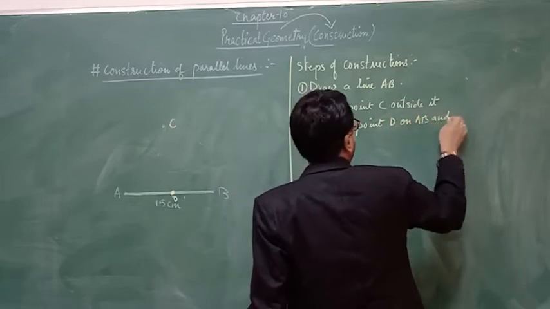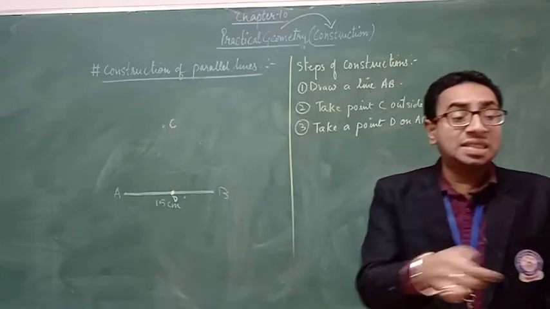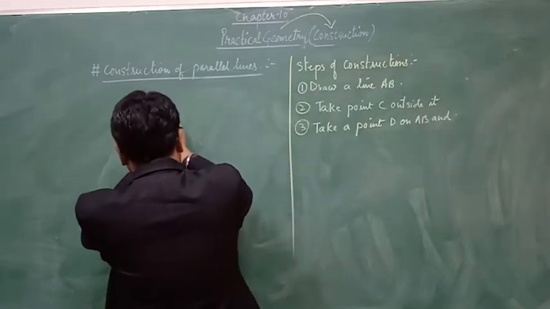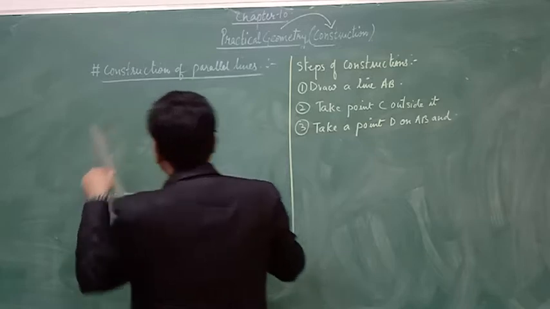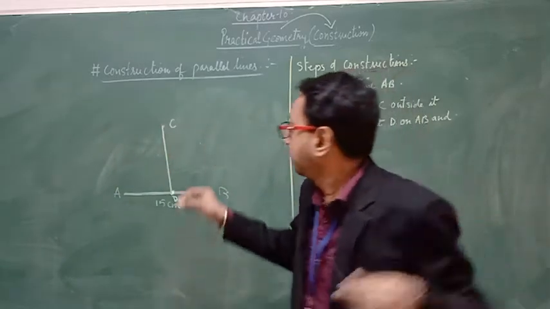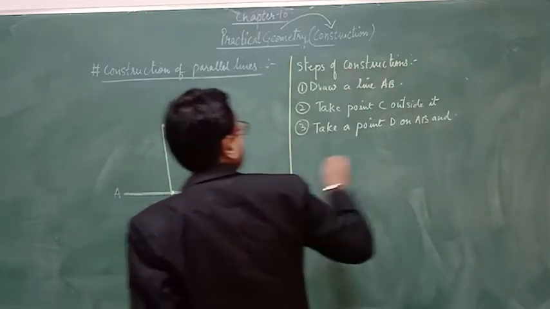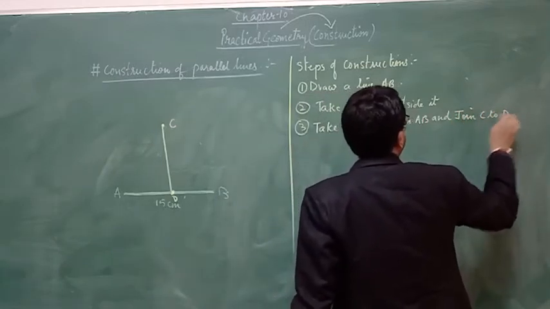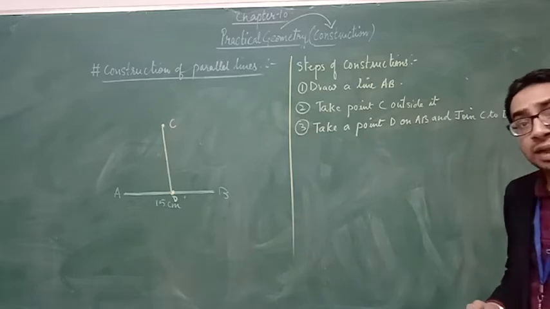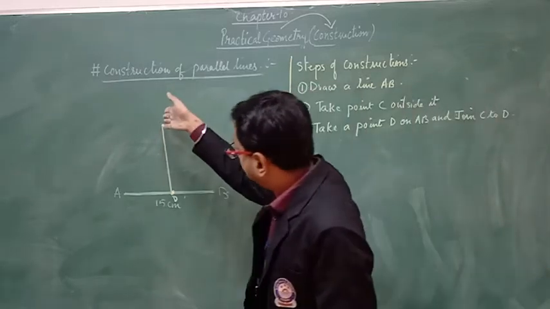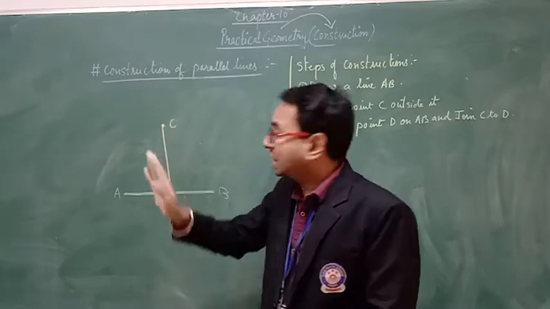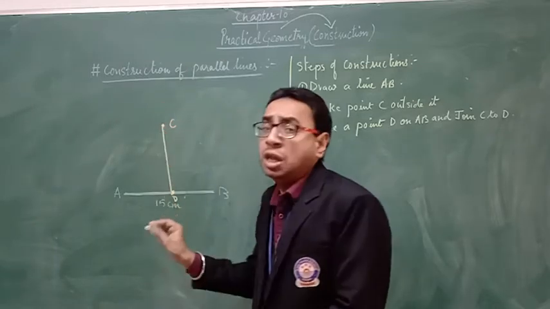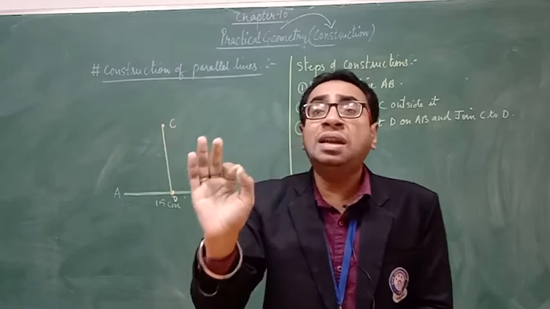Take a point D on AB. And after that, we'll join CD. Join C to D or D to C, whatever. We joined. Clear? Now many students might be thinking, sir, it should be perpendicular. No, it can be just a straight line. Why have we done this? To keep the distance between parallel lines same.